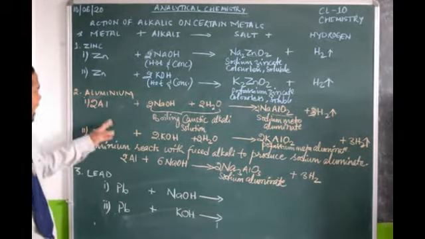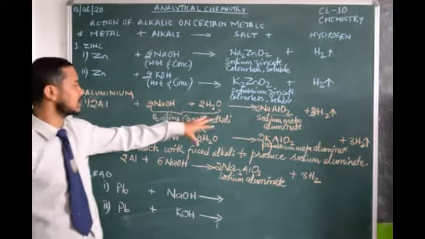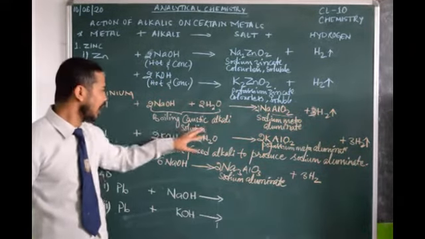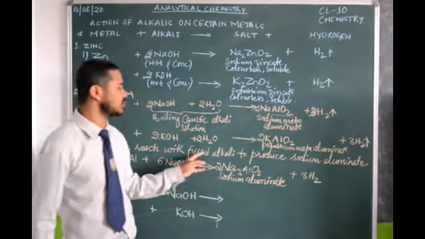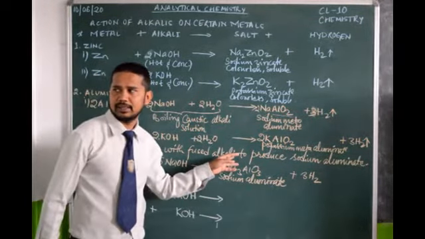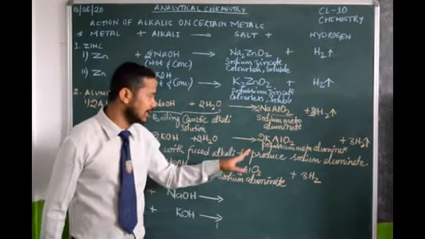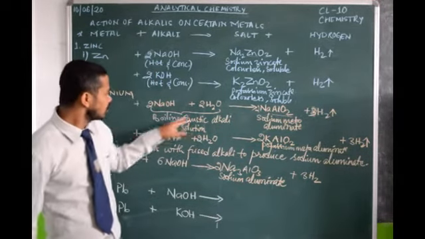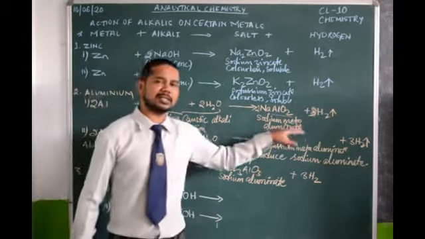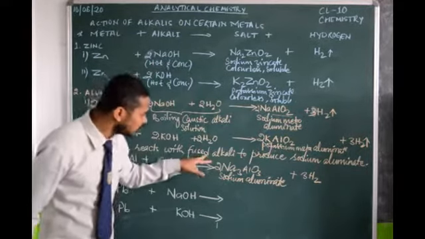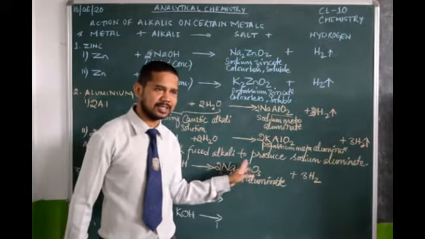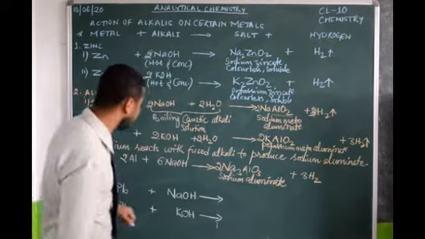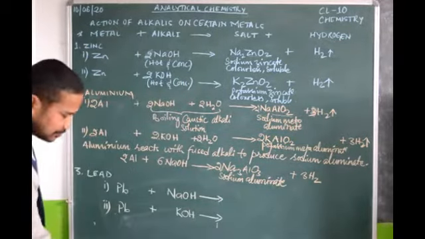So this way aluminium reacts with boiling caustic alkali solution and boiling potassium hydroxide solution as well. When it reacts with boiling solution, it gives metaluminate. When it reacts with fused alkali, it gives aluminate, not metaluminate. Okay. Then comes lead.